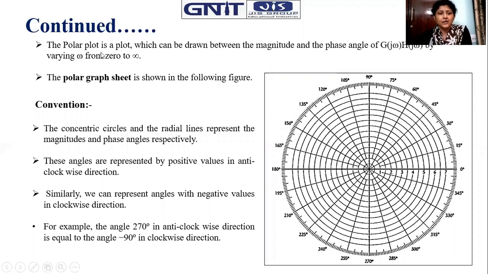Now, in case of polar plot, which can be drawn between magnitude and phase with respect to frequency from 0 to infinite, see what a polar graph sheet is. What is a polar graph sheet? Let's have a look at the graph sheet and observe what we are obtaining over there. This one is the real axis. This one is, suppose, the imaginary axis. So it is the real axis and the imaginary axis. You may say it is an isomer representation also.